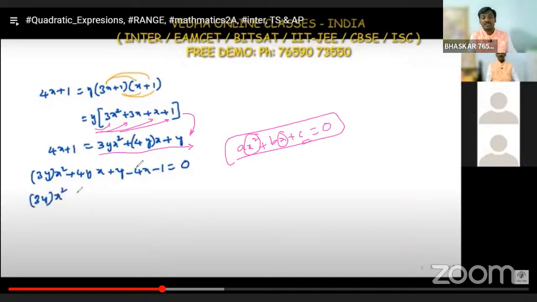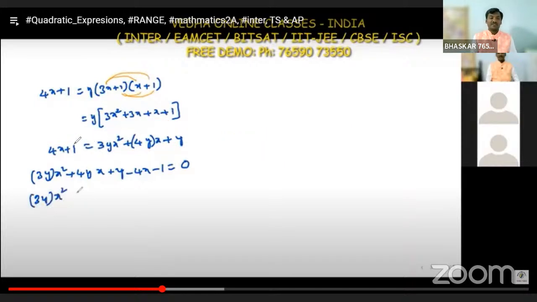So here I am sending all the left side terms to the right side. So 3yx square, 4yx and plus y, the first three right side terms as they are, and plus 4x, so plus 4x becomes minus 4x, and minus 1, equal to 0.